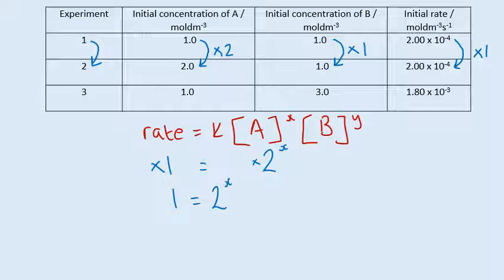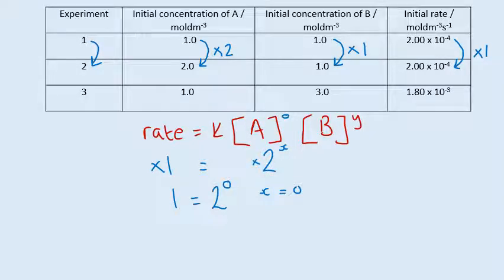I now need to determine the value for x. So x is either 0, 1 or 2. 2 to the 0 is 1. That's correct. If it was 2 to the 1 it would be 2, or 2 to the 2 would be 4. So what I've just determined here is in fact x is equal to 0. Okay, so I've determined that x is equal to 0. I can go back to my rate equation, get rid of the x. I can say it's 0. But in fact, anything to the power of 0 is just 1.